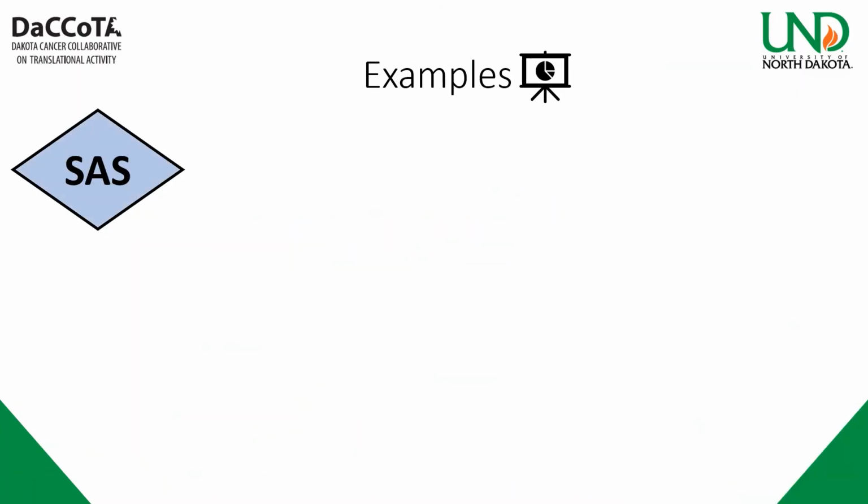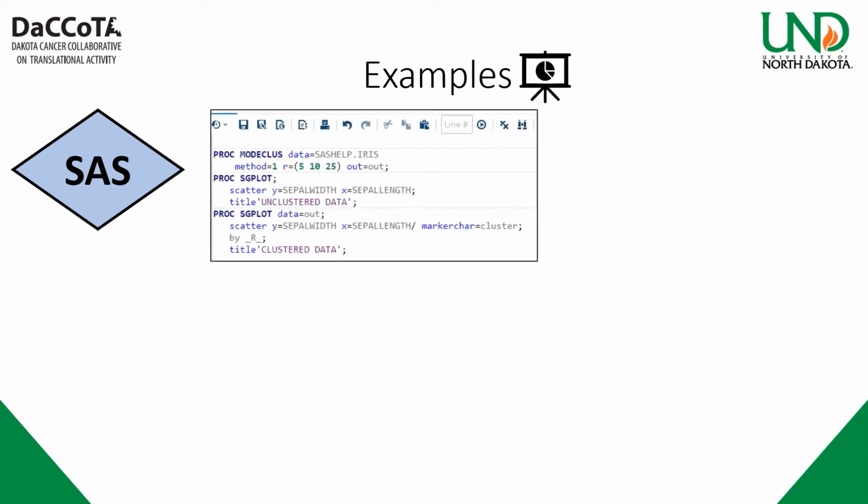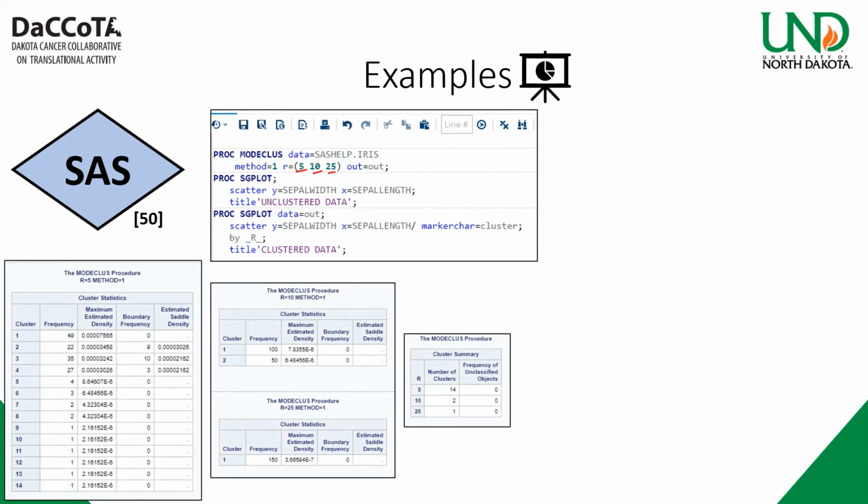All right, looking at SAS here, we're going to do some clustering. So we're going to use PROC MODECLUS to cluster. The nice thing about this is you can cluster with various sizes. So we're going to look at 3 different radiuses. When we spit that out, here's radius 5. It actually turns out 14 clusters. Radius 10, 2. And then radius 25, only 1. So there's a summary here.